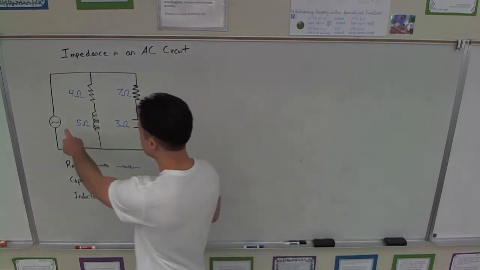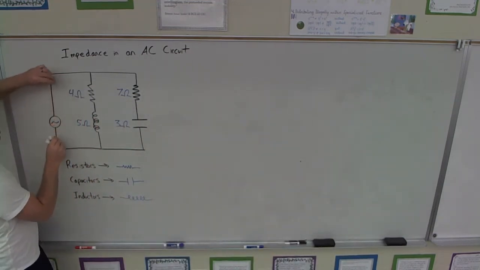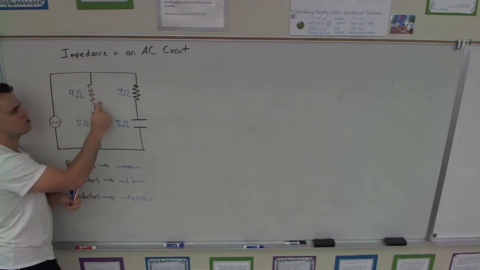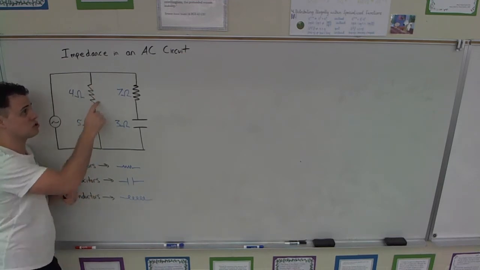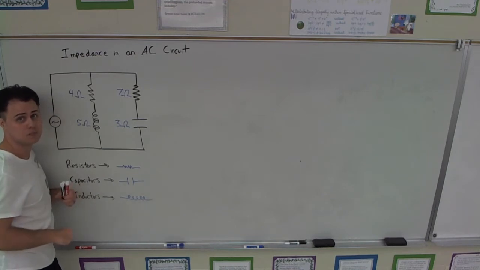So when we turn on this wall, or this AC generator, we're going to have electrons begin to flow in this circuit. And they're going to pass through these. And as they pass through these resistors, what they're going to do is heat up those resistors. Those resistors are going to resist the flow of electrons. In that process, those electrons will lose some energy.